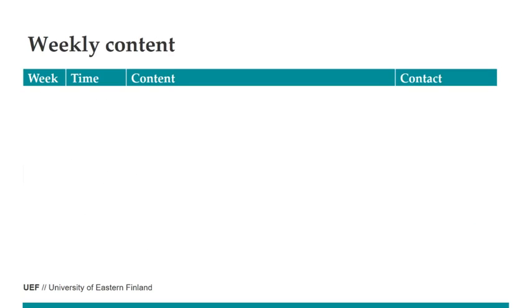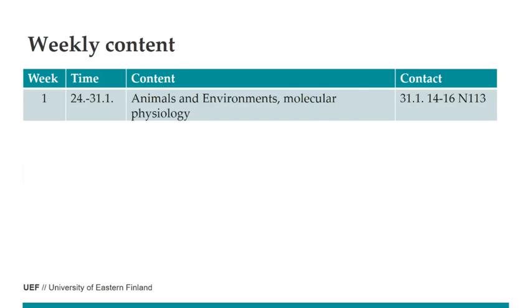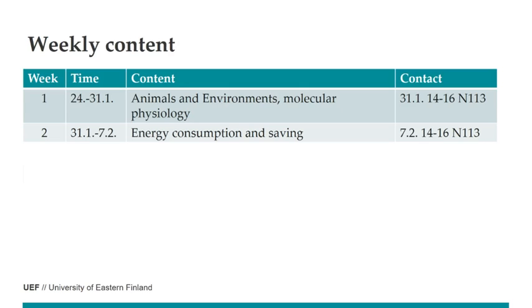Okay, the course is going on in our system for, it says, 7 weeks. We will start now in January with animals and environments and molecular physiology, and then on the contact time at the end of January. On the second week, we will consider energy consumption and saving. So how we can produce energy for our daily needs, and can we make it more effective, or can we just reduce the energy consumption?